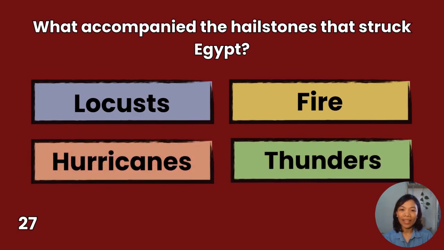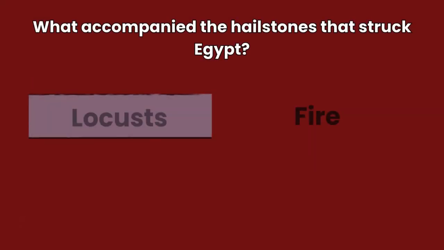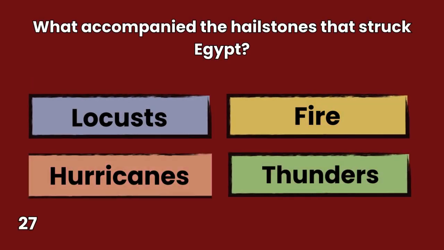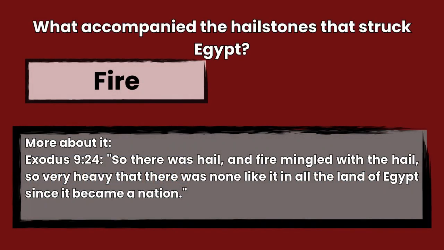27. What accompanied the hailstones that struck Egypt? Locusts, hurricanes, fire, thunders. You have 10 seconds to answer. The answer is fire, Exodus 9:24. So there was hail, and fire mingled with the hail, so very heavy that there was none like it in all the land of Egypt since it became a nation.